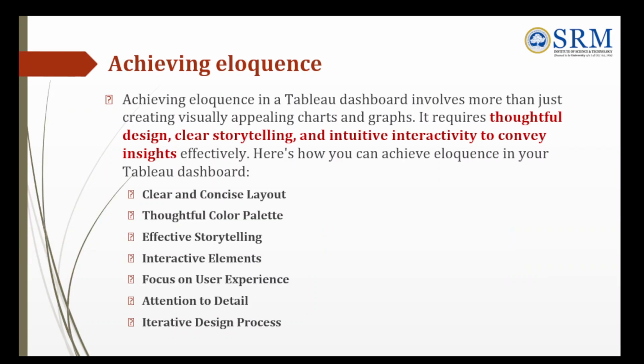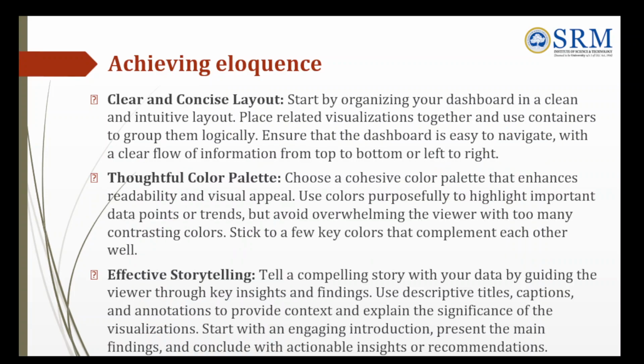And next comes achieving eloquence. Achieving eloquence means going beyond just making it visually appealing. It involves thoughtful design, clear storytelling, and intuitive interactivity. So what are the major components of achieving eloquence? A clear and concise layout, a thoughtful color palette, effective storytelling, interactive elements, focusing on user experience, attention to detail, and an iterative design process. So we'll see them one by one.